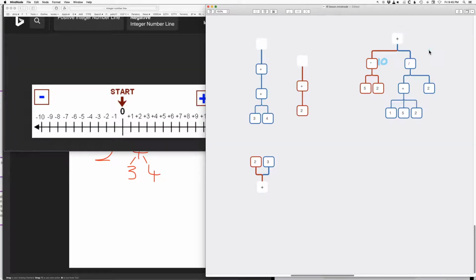Okay, and then we're dividing, I think. So, what are we dividing? Something and 2. So it's going to be something divided by 2, which can also be thought of like how many times can we put 2 into something? Yep. Okay, and the something is an addition. So what are we adding? We're adding 1, 5, 2.